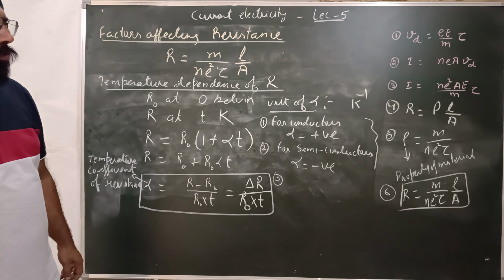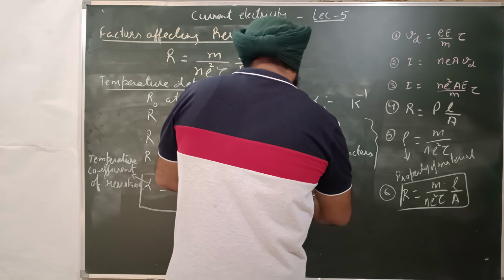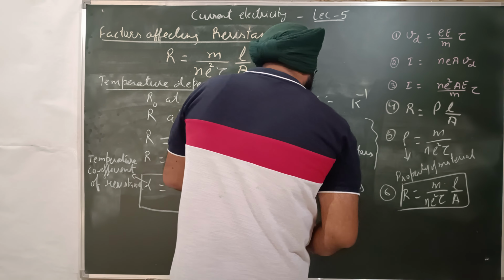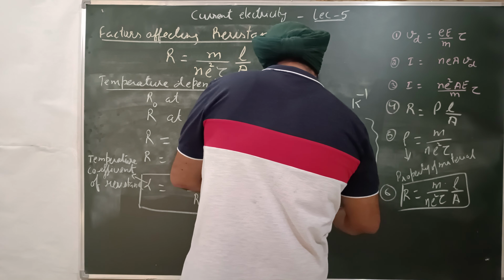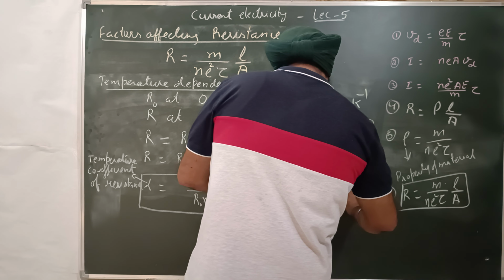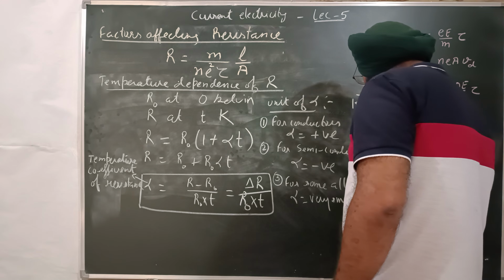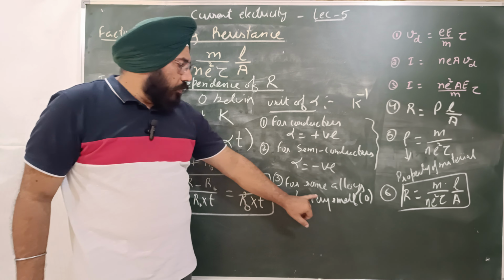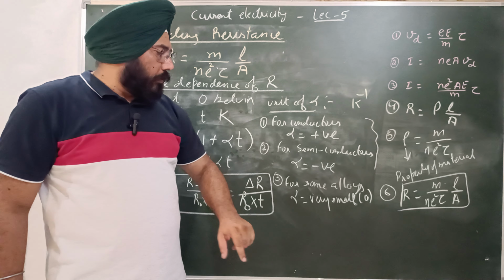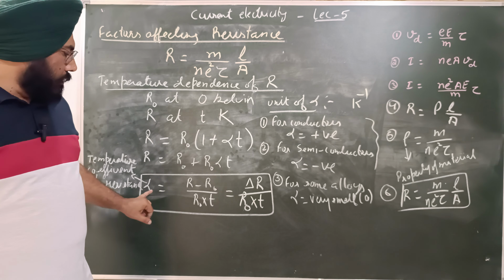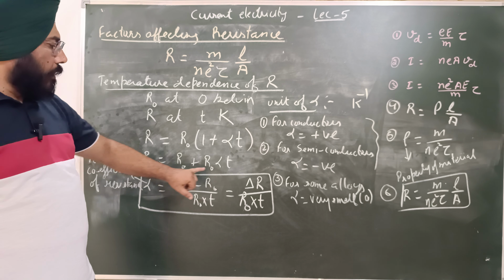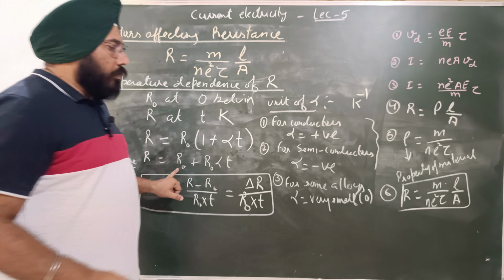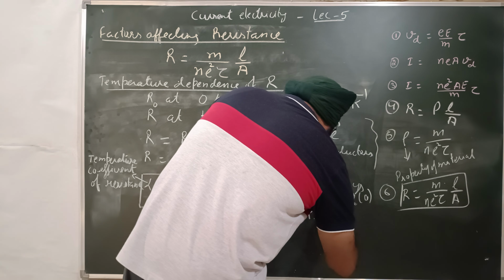For some alloys, alpha is very small, or near about zero. This means that with change in temperature there will be no change in the resistance. If alpha is 0, then R will be equal to R naught. So their resistance will remain constant over a long range of temperature.